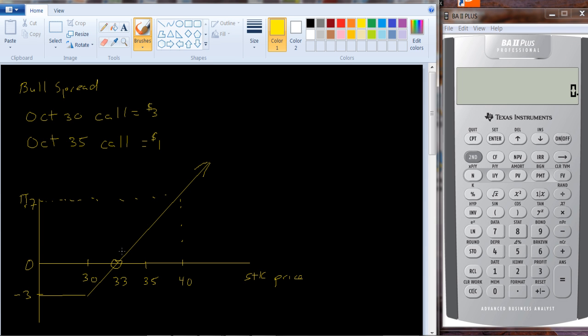Now, suppose you think the price of the stock is going to go up, but you don't think it's going to go to $40 or $50 or $60 a share. In fact, you don't think it's really going to go past $35 a share. What you can do is buy the 30 call, and you can sell or write the 35 call and get some money back. Now, that's going to limit how much profit you can make, but that's also going to reduce your costs and reduce your break-even point.